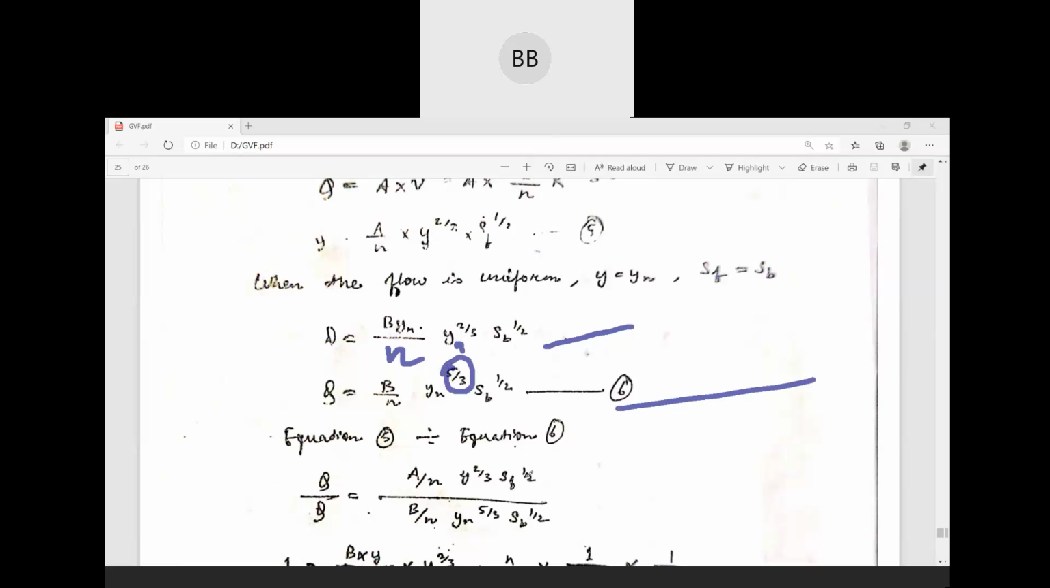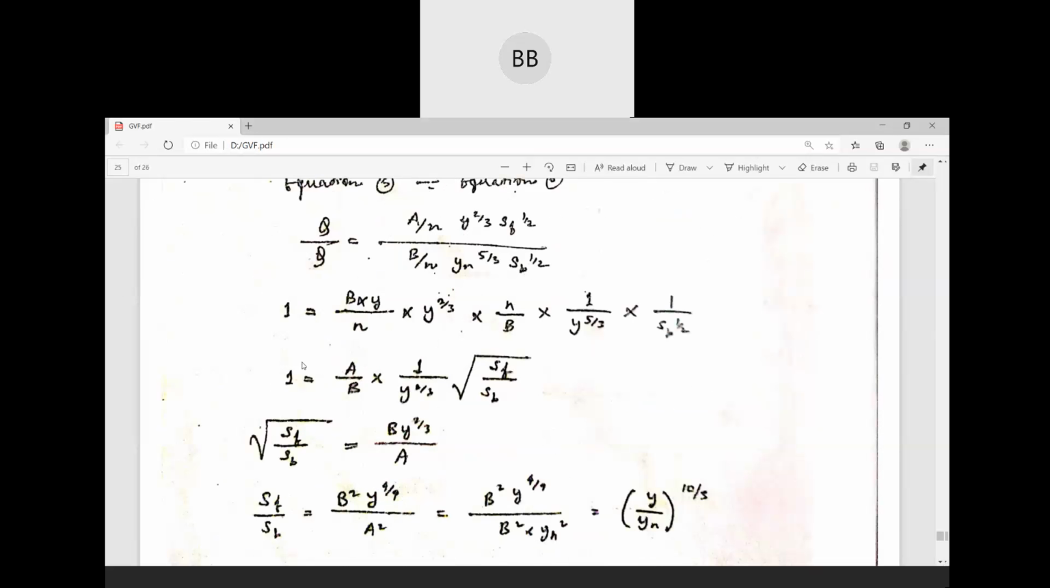Now we have to divide equation 5 and 6. So you'll get Q by Q, if you divide this equation, this is 5 and this is 6. Divide equation 5 by equation 6. So this Q will cancel out, it will be 1, and what will be left out?